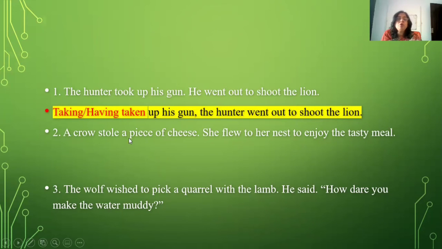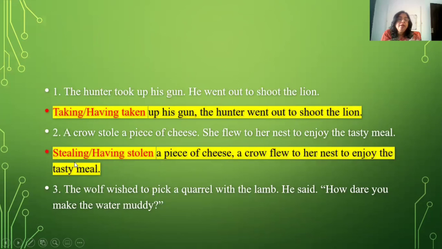A crow stole a piece of cheese. She flew to her nest to enjoy the tasty meal. Stealing a piece of cheese or having stolen a piece of cheese, a crow flew to her nest to enjoy the tasty meal.